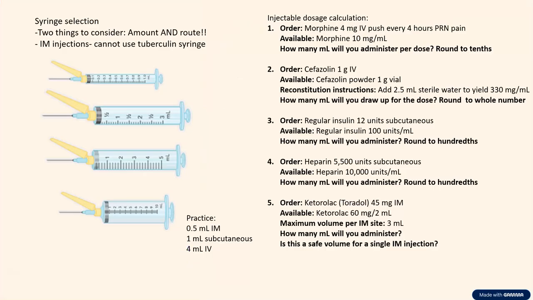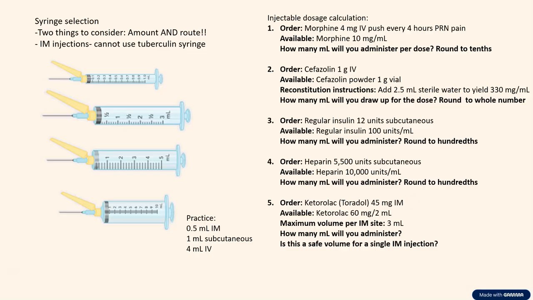Let's review syringe selection. There are 2 main concepts you need to consider when choosing which syringe to use. Number 1 is the amount that you're giving, and you also need to consider the route of the medication you're giving. The reason I'm saying that is the first syringe you see here is a tuberculin syringe. The tuberculin syringe has a very short and fine needle, and you would not be able to give an intramuscular injection using a tuberculin syringe. It is not designed for that. The needle on it is not going to support an IM injection. With that in mind, let's look at the practice problems below.